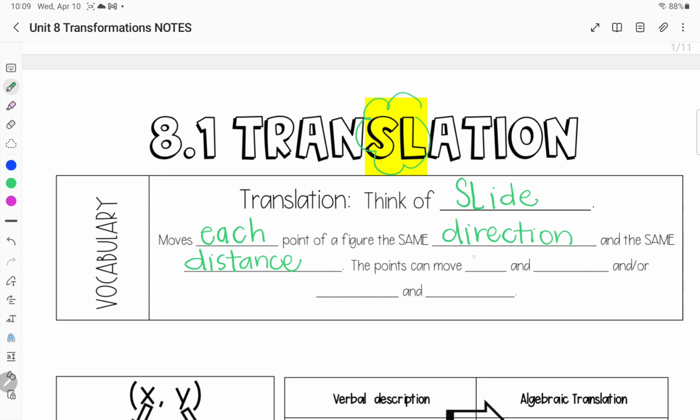Like I said, the points can move up and down, and they could also move left or right. They could just move up or down or left or right, or they could do both. They can go up and to the right.